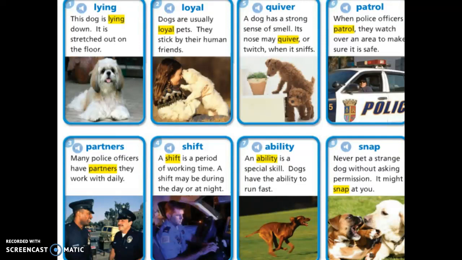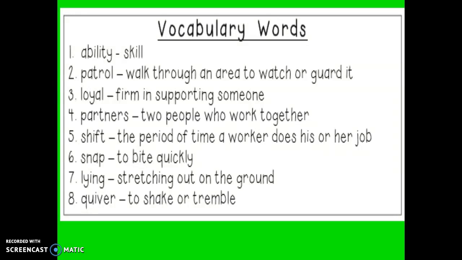Okay, so we've learned that some words in our English language have multiple meanings. They can mean more than one thing. And lying is a perfect example. Lying could mean not telling the truth. But in this case, when we read the text around the word, we see it's being used in a different way. Stretched out on the floor, these clues help me understand that lying actually means being stretched out on the floor or lying down on the floor. Lying's definition that you will be studying this week is stretched out on the ground, lying.